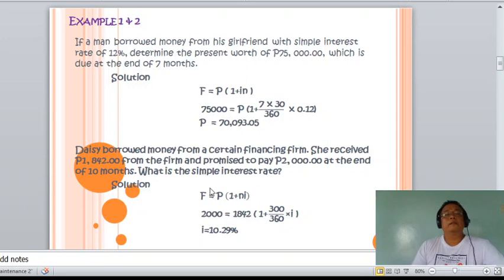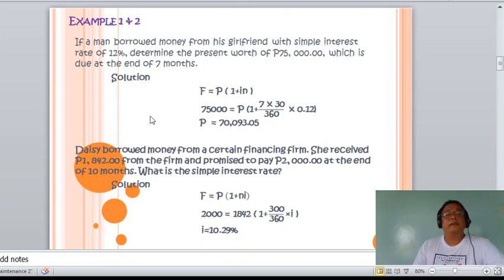So let us take another example. In the first example, the unknown is the principal amount, where the future amount is already known. By this time, in example 2, the parameter that we are going to compute is, of course, the interest. So let us now take this example.